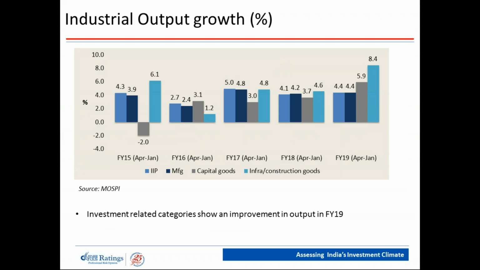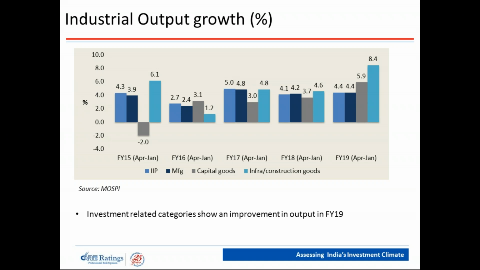Industrial output growth is another indicator of whether or not there is a momentum in investment activity. Growth in industrial output, as measured by the Index of Industrial Production for the first 10 months of FY19 at 4.4%, has been higher than the 4.1% growth a year ago.